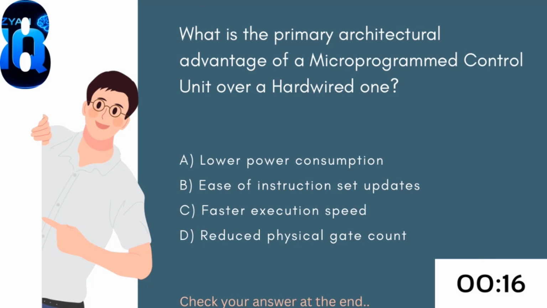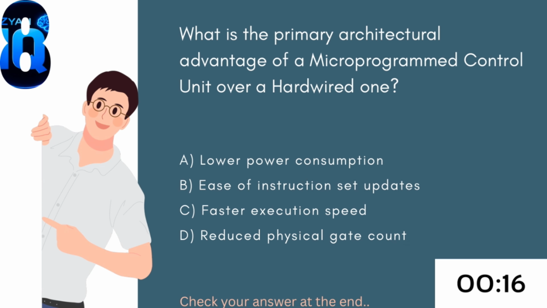Now, let's consider the primary architectural advantage of a microprogrammed control unit over a hardwired one. As we look at the options, the first is lower power consumption. While that can be a benefit, it's not the main advantage here. Next, ease of instruction set updates. This is a key point, because with microprogrammed control, updating the instruction set is generally simpler since changes can often be made by modifying the control memory rather than reconfiguring hardware.